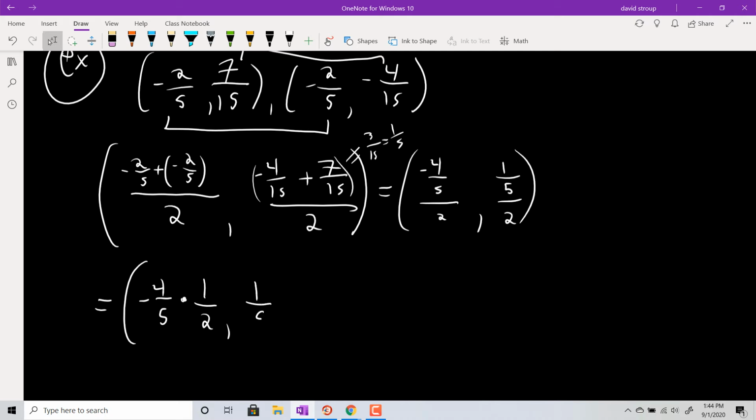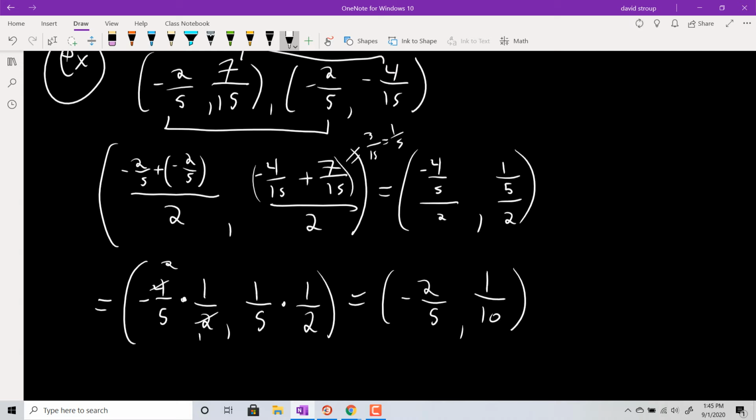And then we have 1/5 divided by 2, which is the same as multiplying by 1/2. Okay. So 2 goes into the 4 2 times. We end up with -2/5. And for the second one, it's 1/10. Okay, and that's the midpoint.